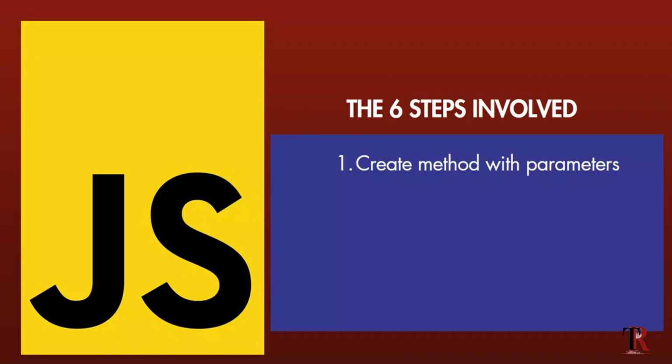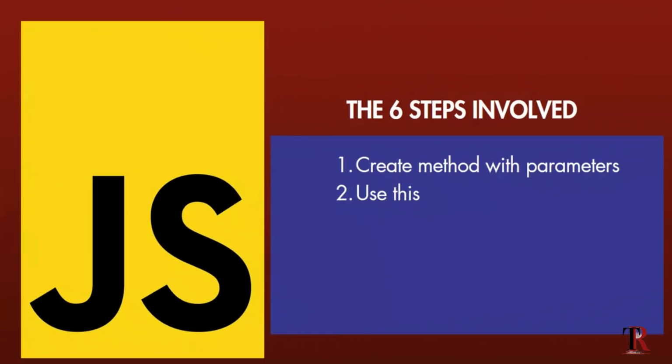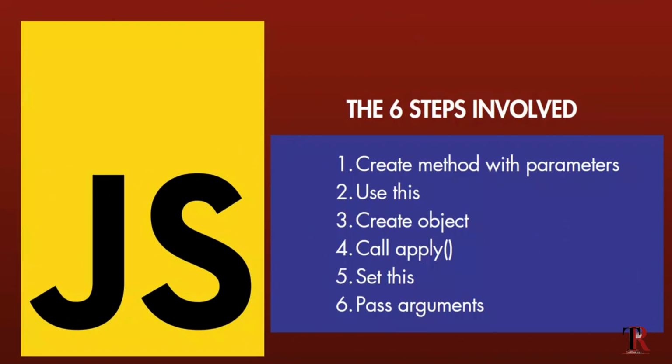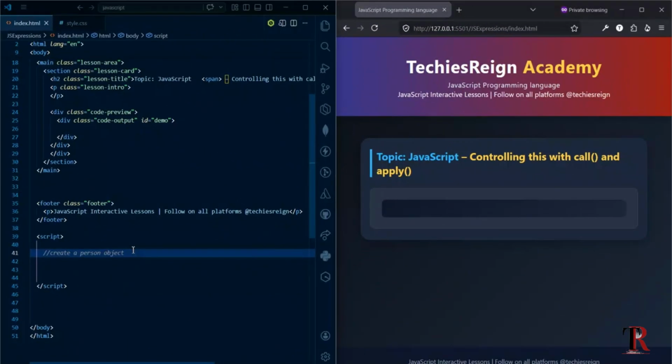Step 1, we need to create method with parameters. Step 2, we will set the this keyword in our method. Step 3 is to create objects. Step 4, we call the apply method. Step 5, we set the this keyword, and then 6, we pass arguments. So we're trying to learn how the call method and apply method controls the this keyword when it comes to functions. And aside from that, we are also trying to look at how the call method differs from the apply method. So in order to show how this works, then we need a concrete example.